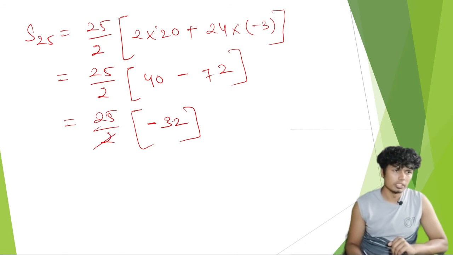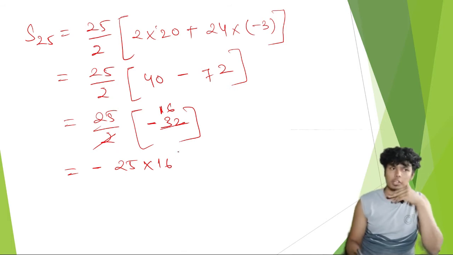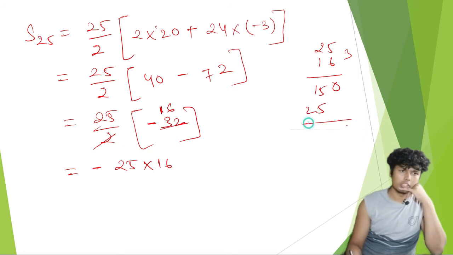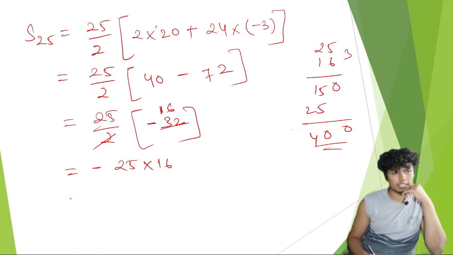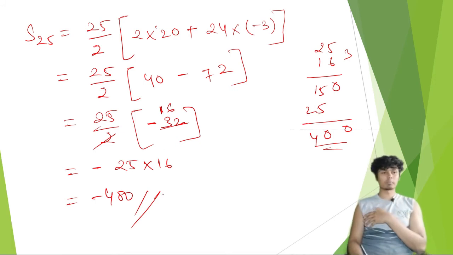Let us cancel these two. 2 and the 2, 2 sixes are 12, so 25 into minus 16. Minus into plus, minus 25 into 16. What will be the answer? 25 into 16 will be 400. 5 sixes are 30, 6 twos are 12, 5 ones are 5, so it is 400. Yeah, I was correct. Minus 400. The sum is minus 400.